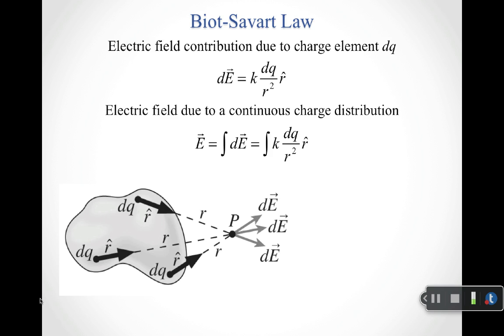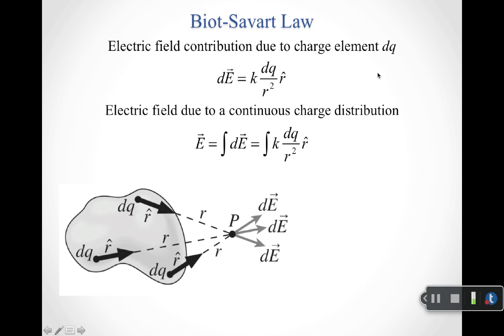So what we're going to do is use the Biot-Savart Law to talk about how to determine the magnetic field at point P due to current carrying wires. Now, let's start by backing up and remembering how we used Coulomb's Law to figure out what the electric field was from a continuous distribution of charge.